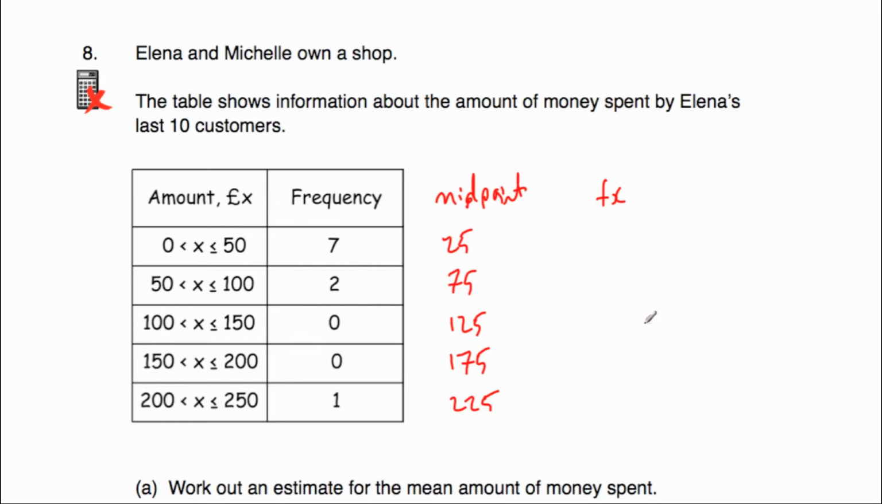Now we're going to work out the values in our FX column. Remember, to do that we multiply the frequency by the midpoint, so we're going to multiply each of these frequencies by the midpoint. So 7 times 25 is 175, 2 times 75 is 150, 0 times 125 is 0, 0 times 175 is 0, and 1 times 225 will be 225. So that's our FX column.